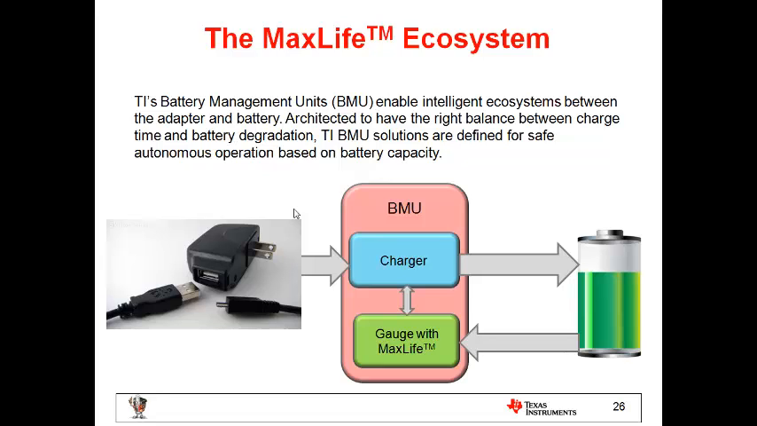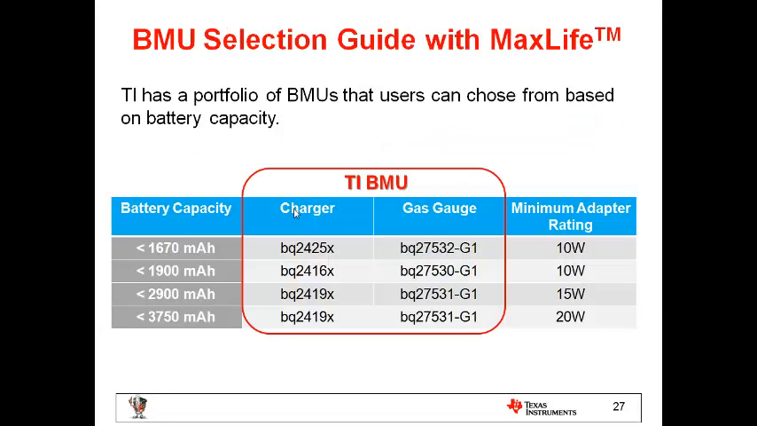So to make use of MaxLife, we have a quick setup on how to select a combination of a charger and a gas gauge that will act as the BMU system, based on battery capacity and adapters. Today the system designers already know what battery capacity they're going to use in their system, so that they can achieve a desired runtime. So once you determine the actual battery capacity for that system, then to make the most use of MaxLife, we have different combinations of chargers and gas gauges.